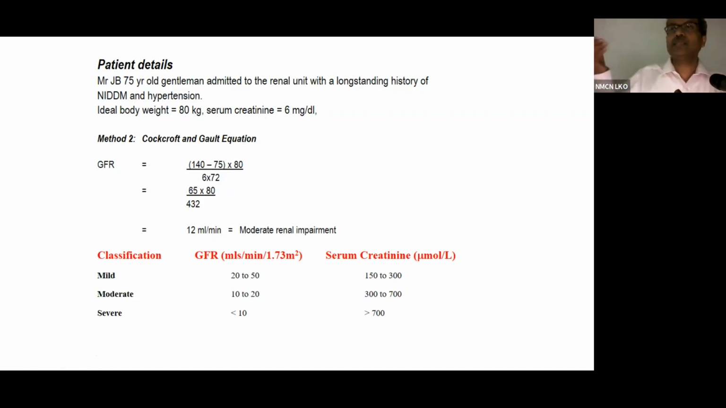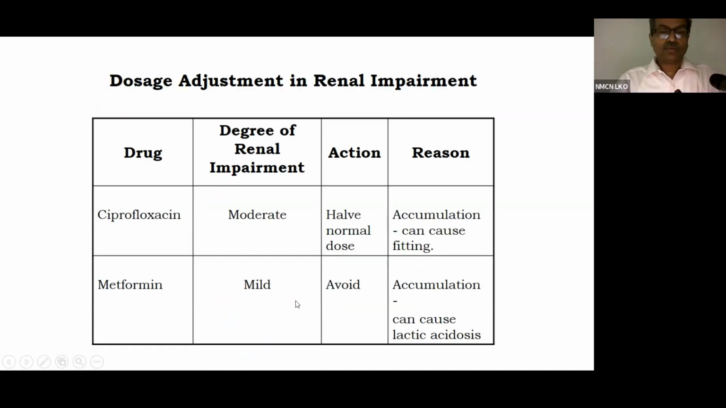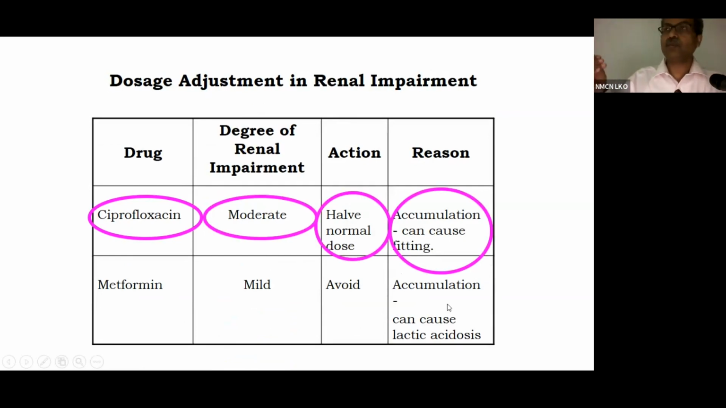In most drug leaflets you see normal renal function, mild, moderate, and severe. So this gentleman is falling into moderate renal impairment. Mild is a GFR of 20 to 50, moderate is 10 to 20, and severe is less than 10 ml of GFR. So now you have to give ciprofloxacin, one of the very commonly used OPD antibiotics. The degree of renal impairment is moderate, so you have to reduce the dose by half.